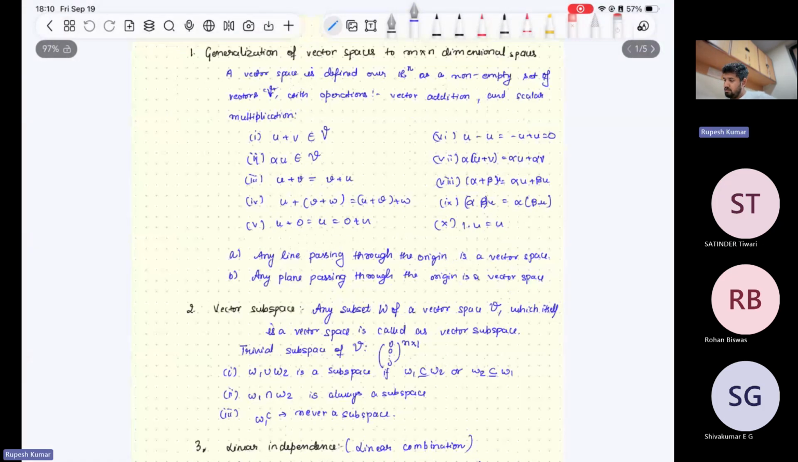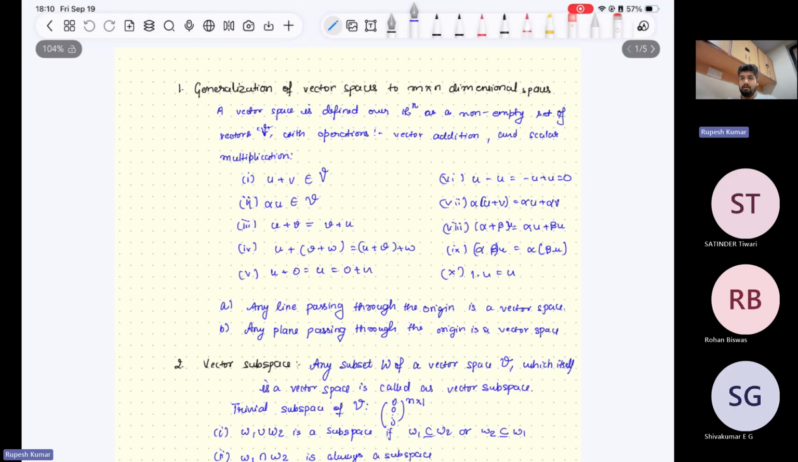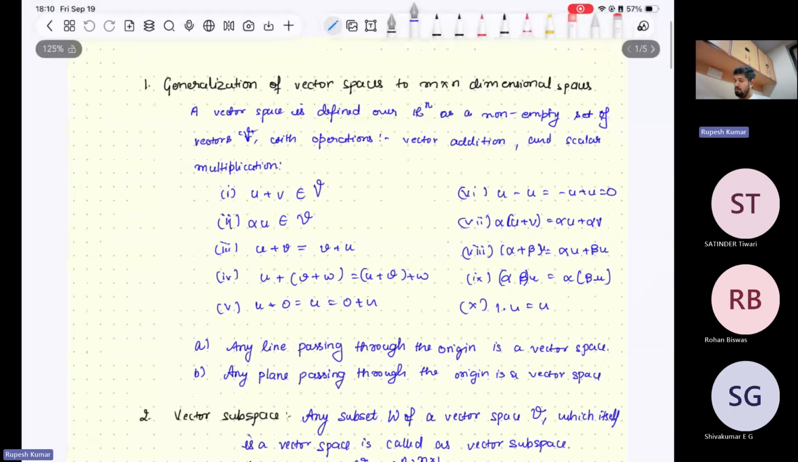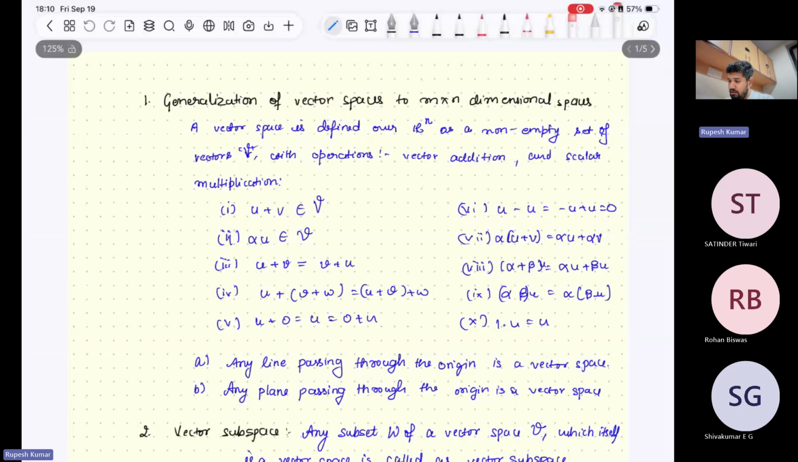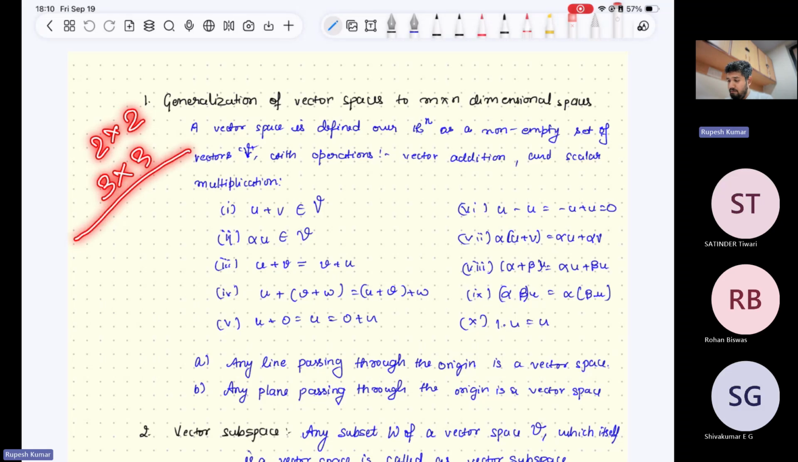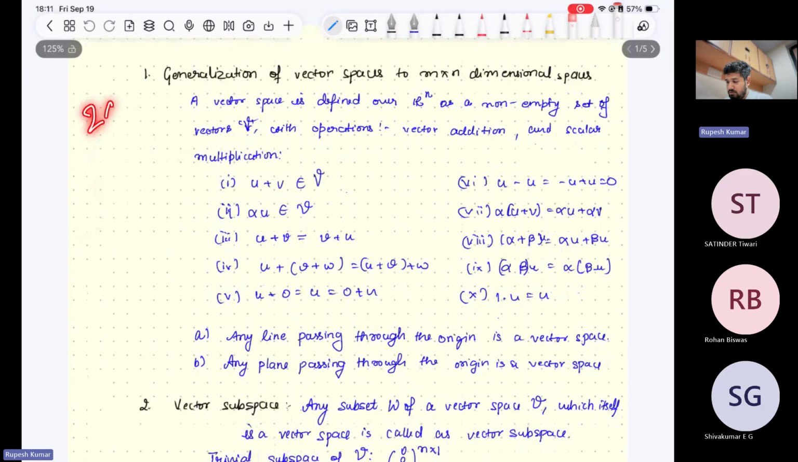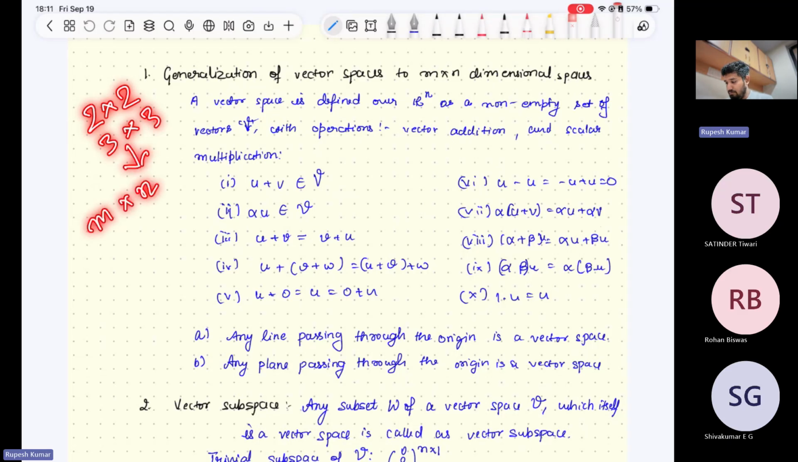Fine. So let's start with a brief review of what has been taught in the previous session, and then we will start with the problems. Essentially, what was taught in week 8 is the generalization of vector spaces to general M cross N dimensional spaces. Till now, what you have seen is only 2 cross 2 or 3 cross 3 matrices. From now onwards, we will not limit ourselves to 2 cross 2 and 3 cross 3 matrices. We will generalize to general M cross N matrices.